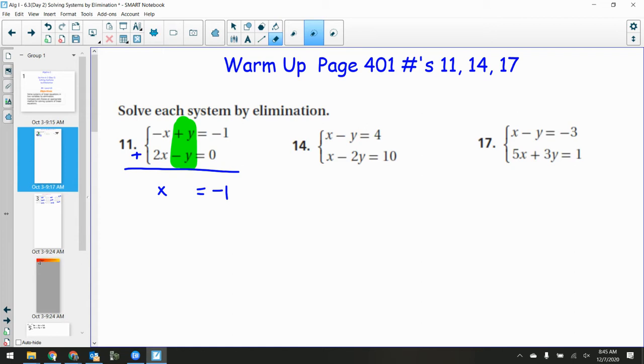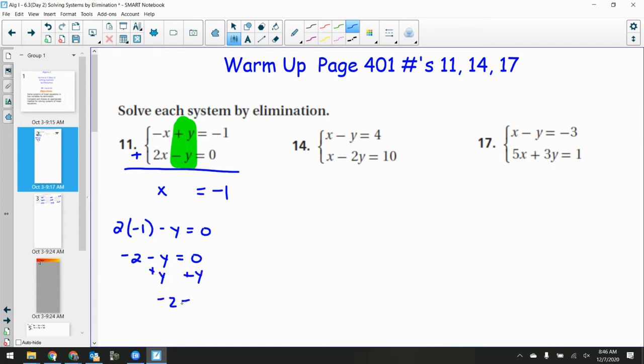Negative 1 plus 2 is a positive 1. Negative 1 plus 0 is a negative 1. Okay, so that means x is negative 1. Let's plug it back into the bottom. 2 times negative 1 minus y is 0. So negative 2 minus y is 0. We would normally get everything away from the y, but I think this might be easier just to move the y over to the other side. So negative 2 is equal to y. So that means my point is negative 1 comma negative 2.